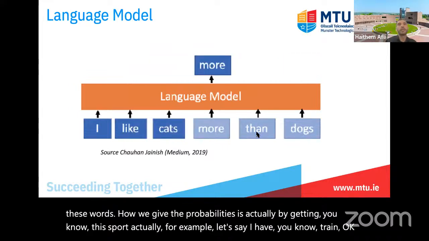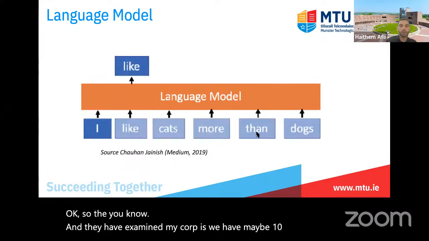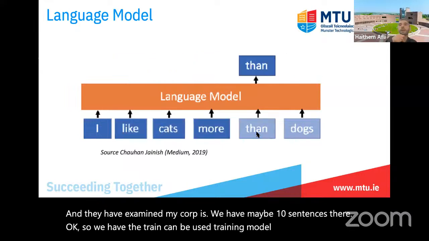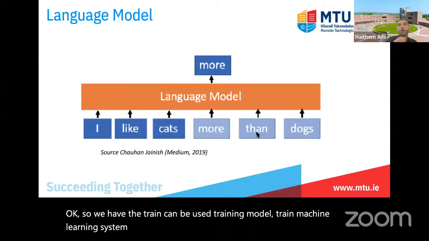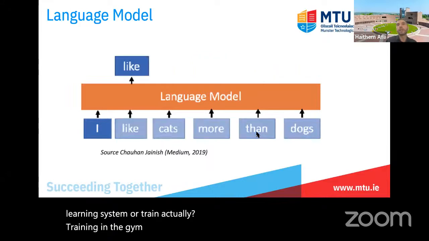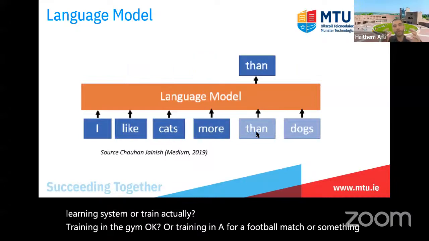Okay, so for example, in my corpus, we have maybe 10 sentences there. Okay, so we have the word train, which can be used for training a model, training a machine learning system, or training in the gym, or training for a football match or something like that. So there are different contexts.